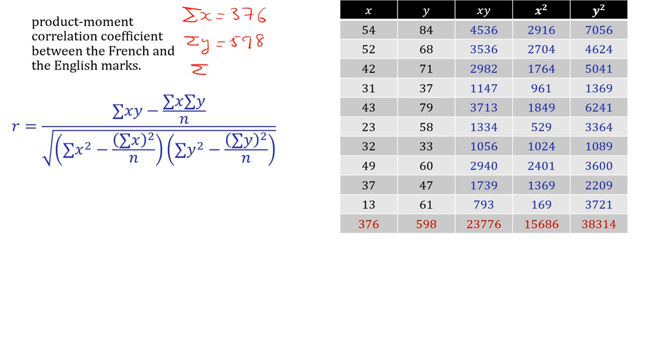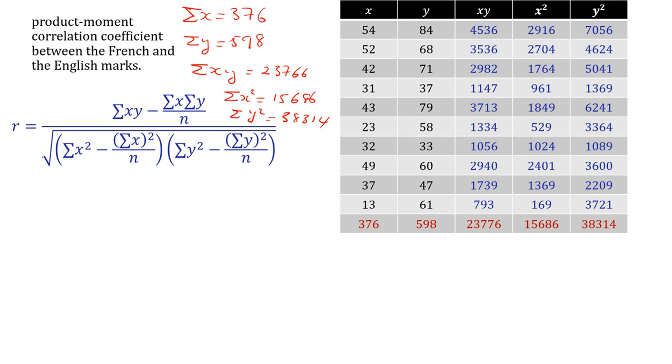We have the sum of x times y, so we sum xy, it will be equal to 23,766. And lastly, we have the sum of x squared, it's 15,686, and we have the sum of y squared, which is 38,314. And so with this we can calculate the product moment correlation coefficient.